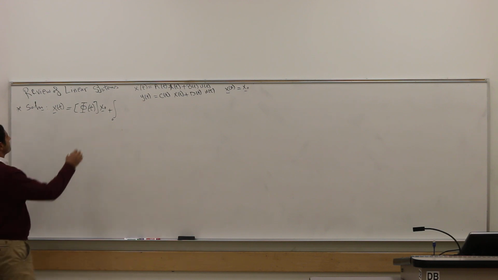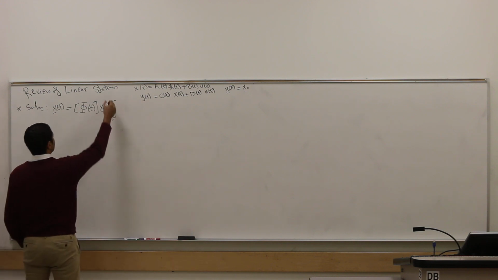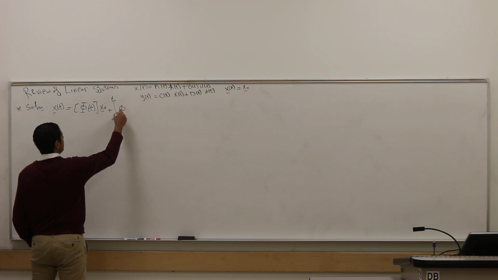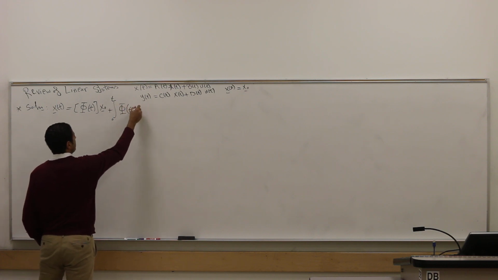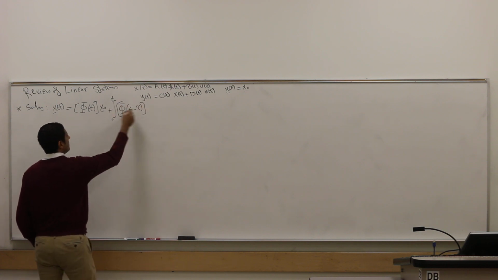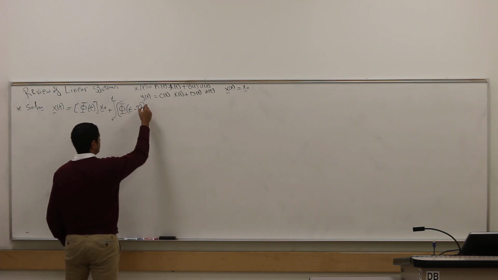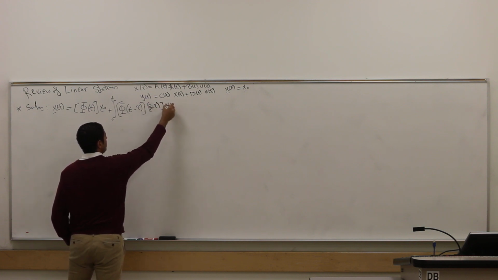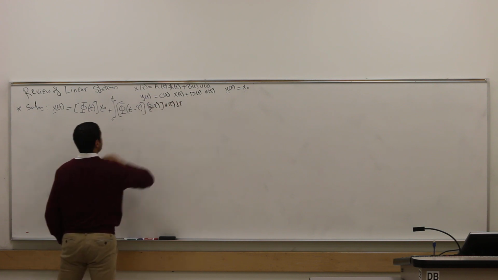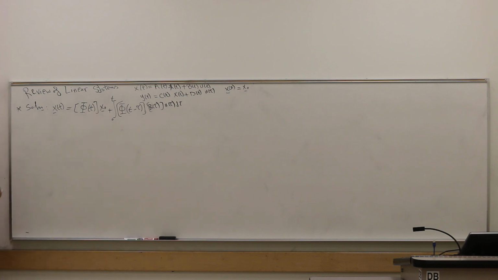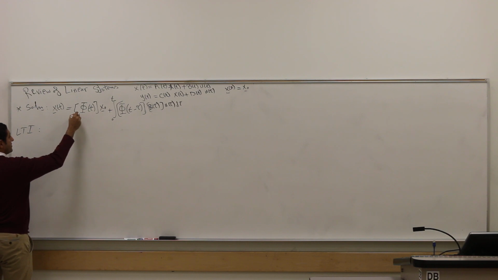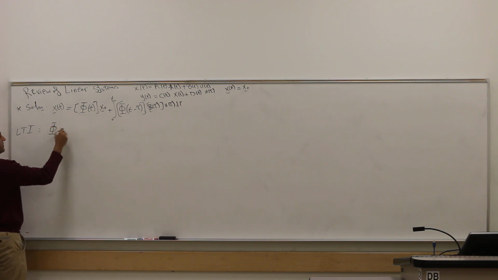So here, integration 0 to t, Phi(t minus tau) times B of tau, u of tau, d tau. This is the variation of constants formula. So you know the solution. For LTI, linear time invariant, this Phi is just e to the At, right?